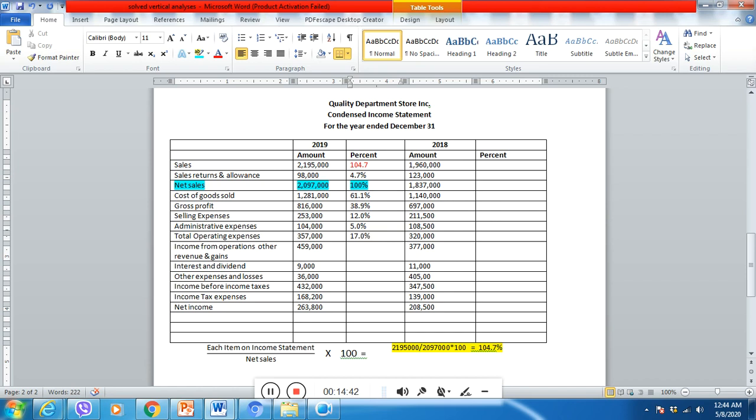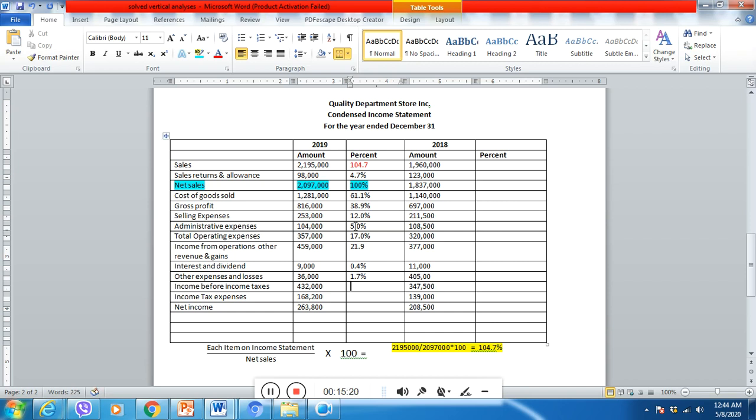Then income from operations, other revenue and gains divided by net sales, it will be 21.9. Then interest and dividends divided by net sales, it will be 0.4 percent. Other expenses and losses divided by net sales multiplied by 100, it will be 1.7.